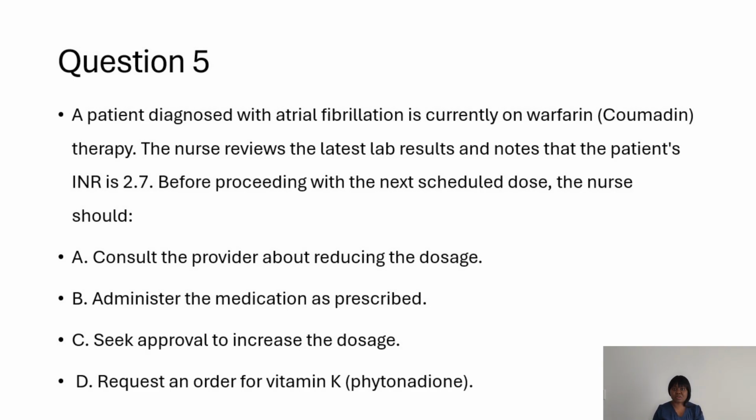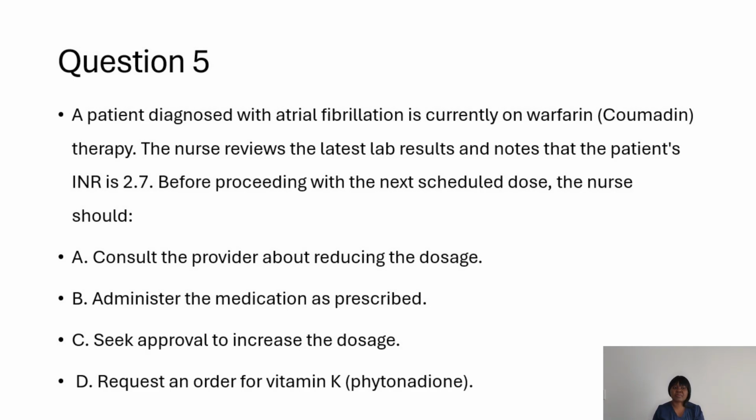The patient has atrial fibrillation and because of that is on warfarin. Now, the INR, international normalized ratio, is 2.7. For a patient on warfarin, we want the therapeutic range to be between 2 to 3. So within that range is okay. So before the nurse gives the next dose, what would the nurse do?